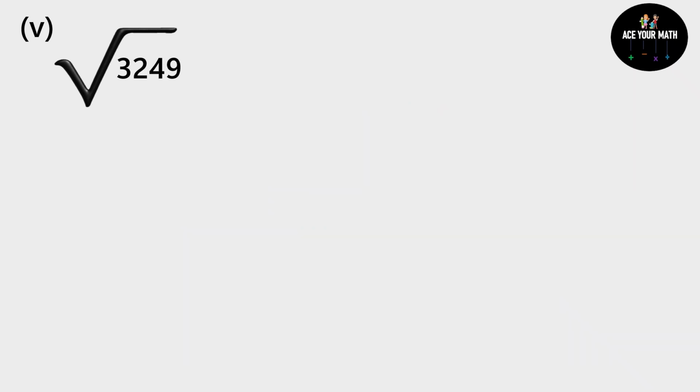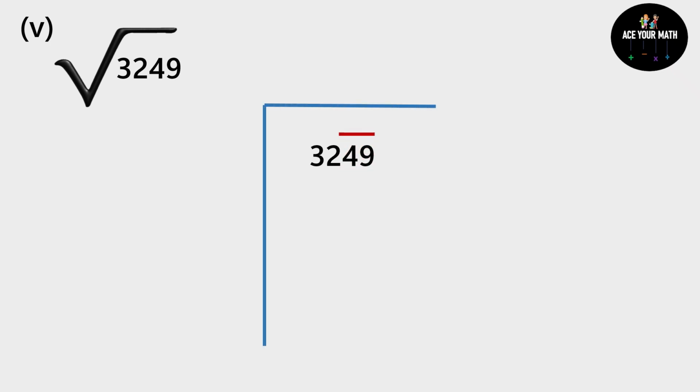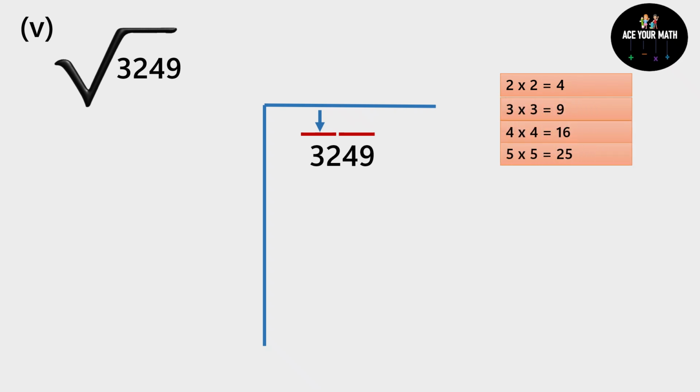Yeah, let's try one more question. It is 3249. Write down the number. Draw lines. Start grouping from the right hand side. So here we are forming two groups. Consider the first group, which is 32. Okay, now the next step is you will consider squares of numbers. You're looking for 32 or less than 32. See, 4 fours are 16, 5 fives are 25, 6 sixes are 36. It means you will consider 5 now.